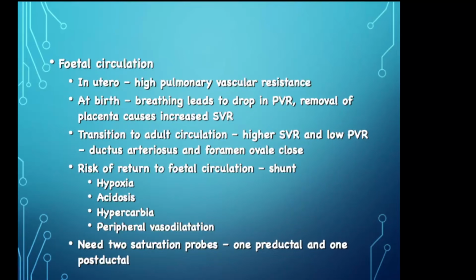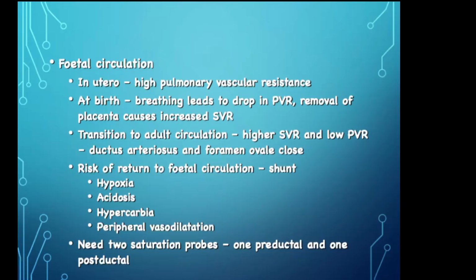Let's talk about the fetal circulation quickly, but this is a topic for another day. In utero, if you remember, we have a very high pulmonary vascular resistance because the lungs are shriveled. So we have no blood going to the lungs. At birth, the child breathes and you get a drop in peripheral vascular resistance due to hypoxic pulmonary vasoconstriction and the presence of oxygen causing vasodilation in the lungs.